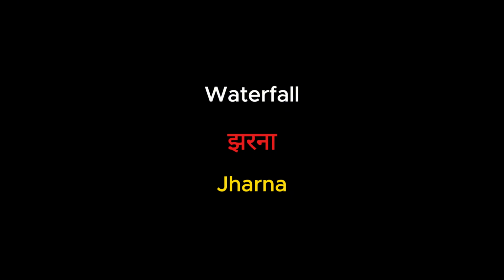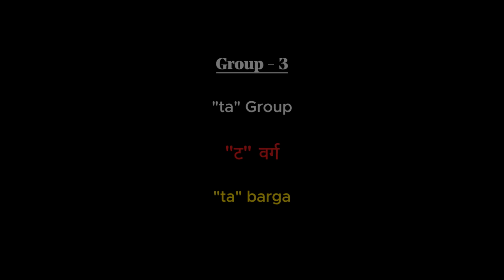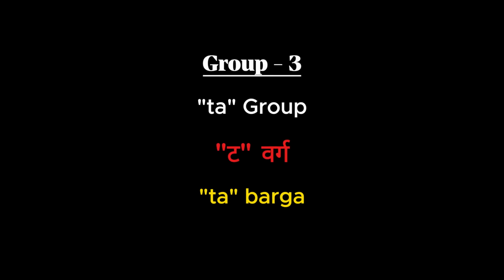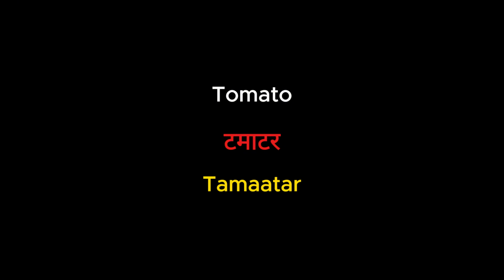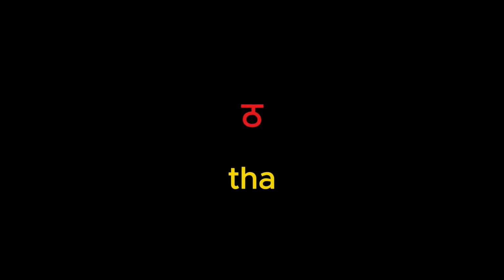Charna, which means waterfall. Group 3 is ta group. Ta varga. The letters are ta. The example word is tomato. Tomato, which means tomato. Ta. Ta. The example is thela. Thela, which means cart.